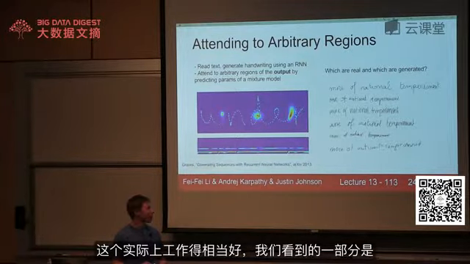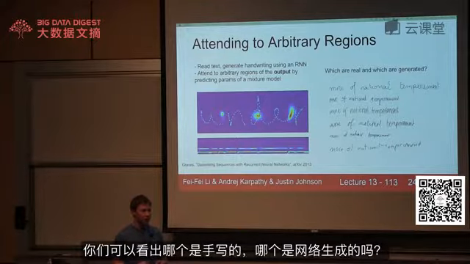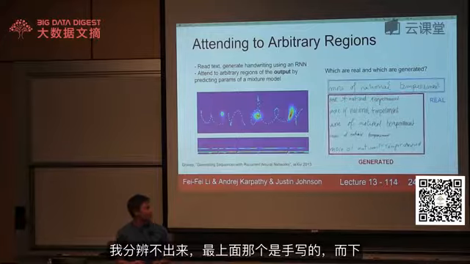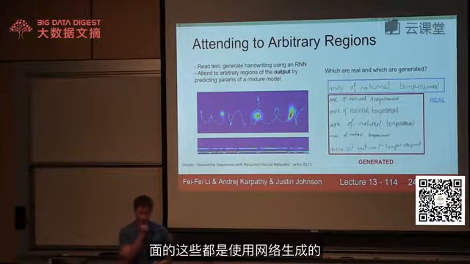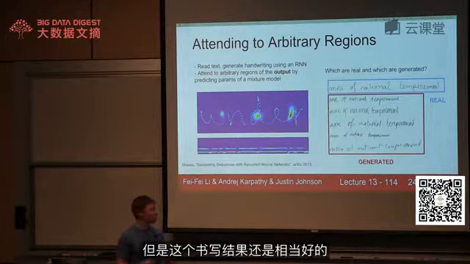So on the right, some of these are actually written by people, and the rest of them were written by his network. So can you tell the difference between the generated and the real handwriting? I couldn't. So it turns out that the top one is real, and these bottom four are all generated by the network. And you can see the P is kind of a unique P in the real one. Yeah, so then maybe the real ones have more variance between the letters or something like that. But these results work really well.